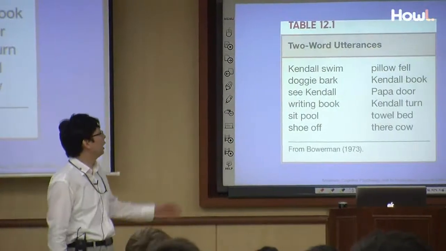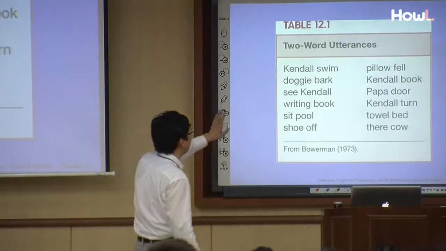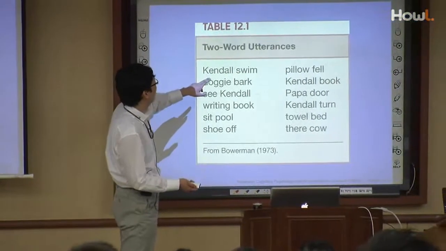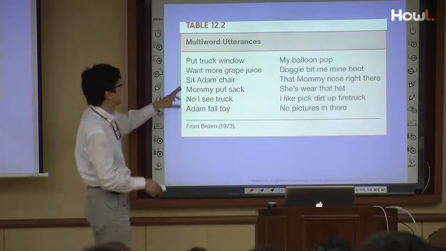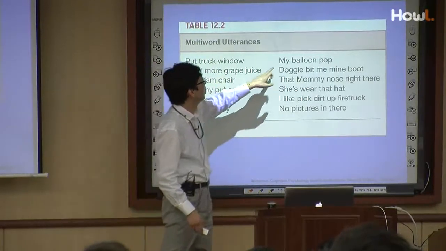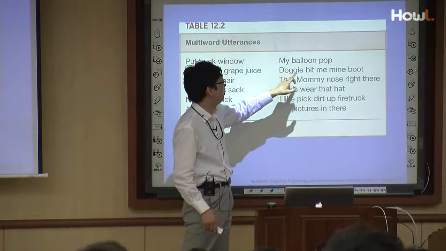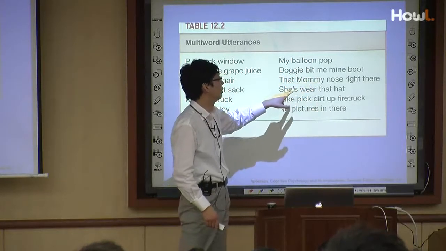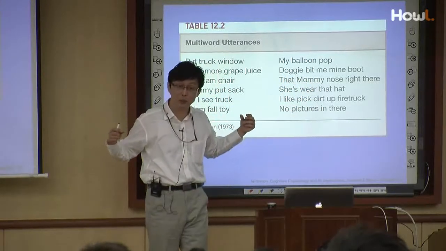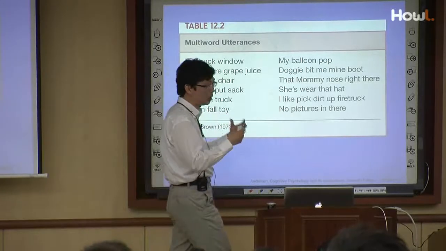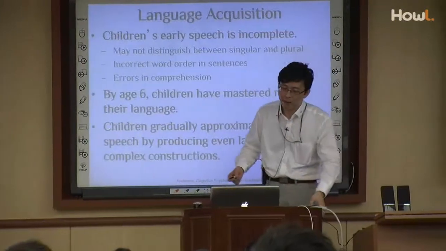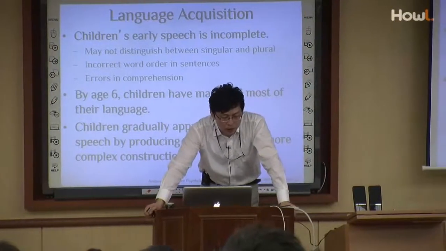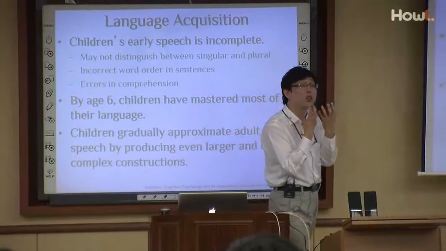So that is the example from our textbook. That is a two-word one. This one is how they say multi-word utterances: My balloon pop. Doggy bit me. Mine boot. It's not a proper sentence, but they're just learning to link three words. So children's early speech is incomplete, as I say, they can use only phonemes.